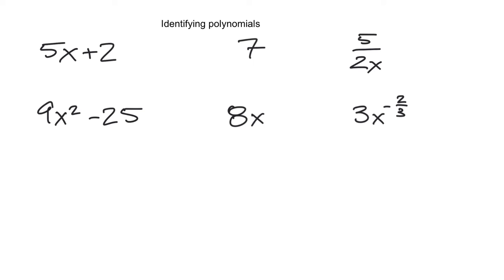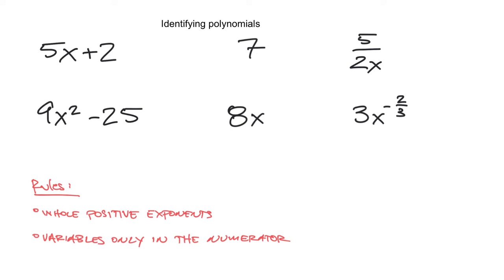Identifying polynomials. This is really a yes or no. Is it a polynomial? We got some rules. They're down here. Our exponents need to be natural numbers, and we can't have any variables in the denominator. So let's look at this one first. 5x plus 2. There's no variable in the denominator, and our exponent is a whole number. Yes, that is a polynomial.